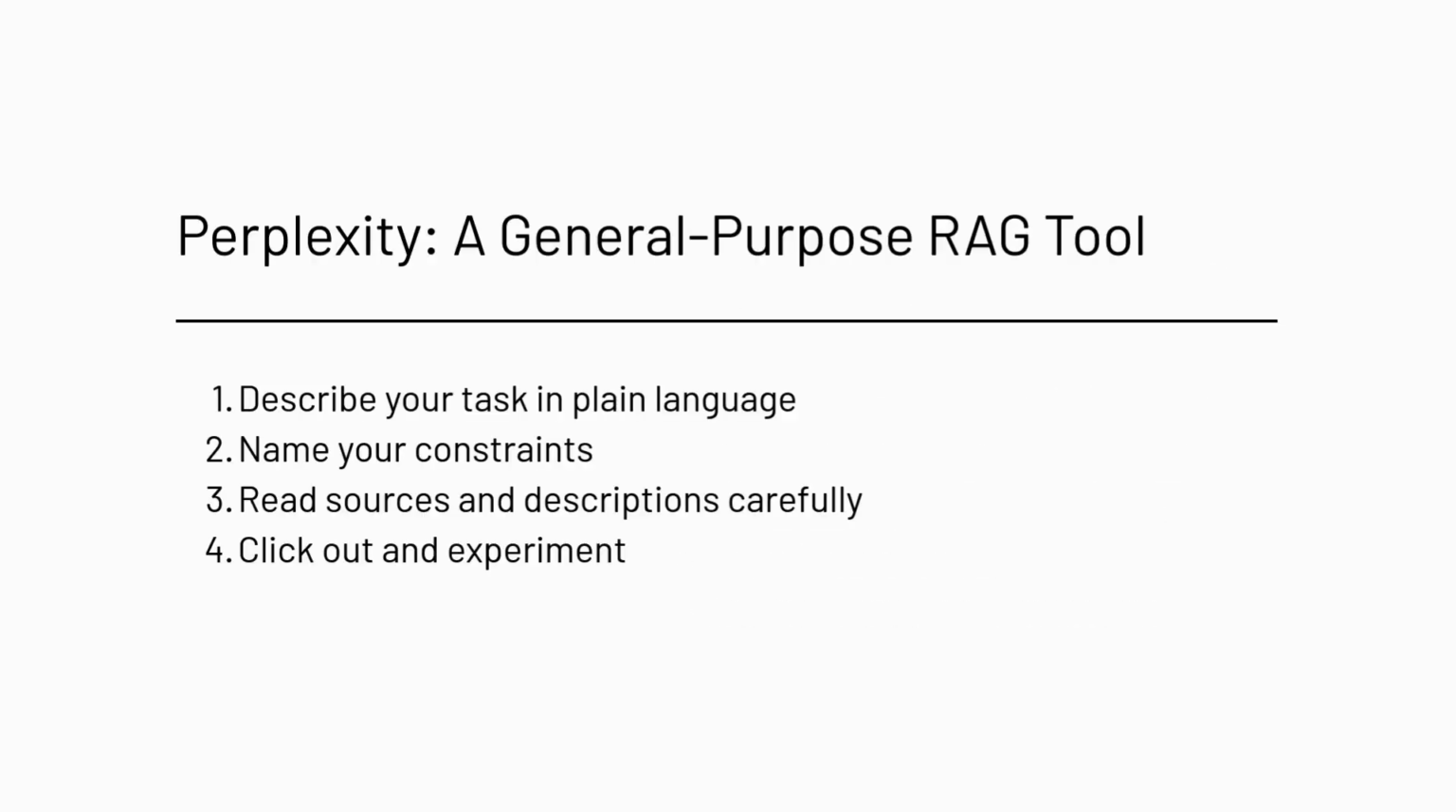This is where Perplexity is especially useful. Recall that Perplexity is a general-purpose RAG tool, meaning it retrieves information from sources before generating an answer. That makes it well-suited for research tasks, tool discovery, and evidence-based questions. Your job is to read the descriptions, follow the links, and test a few tools. Don't accept the first suggestion.